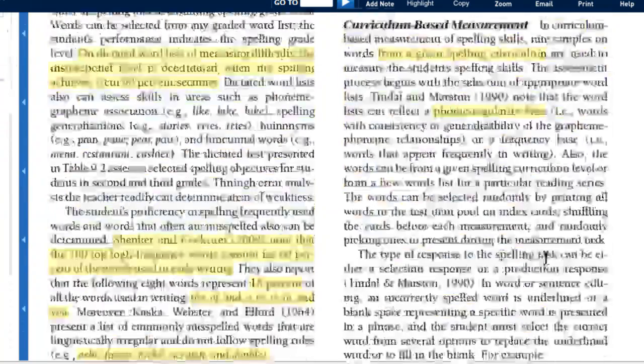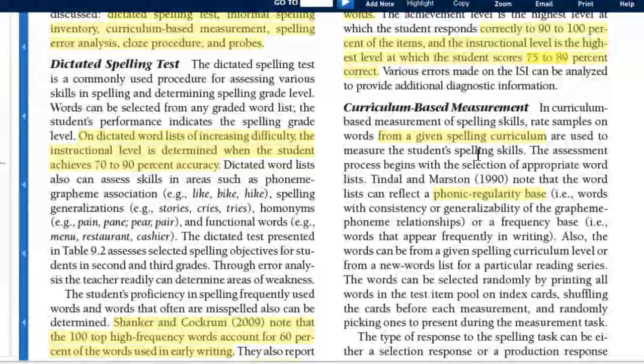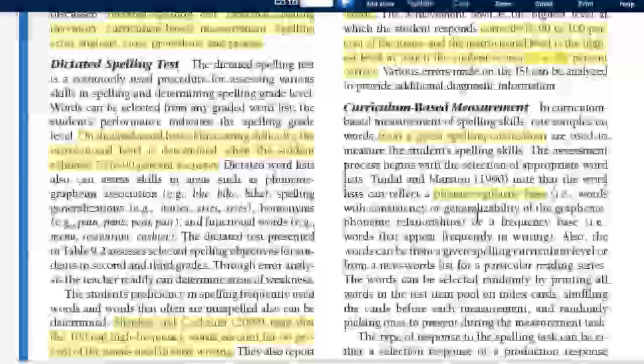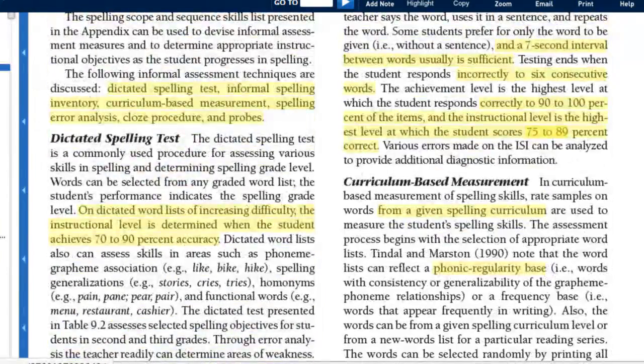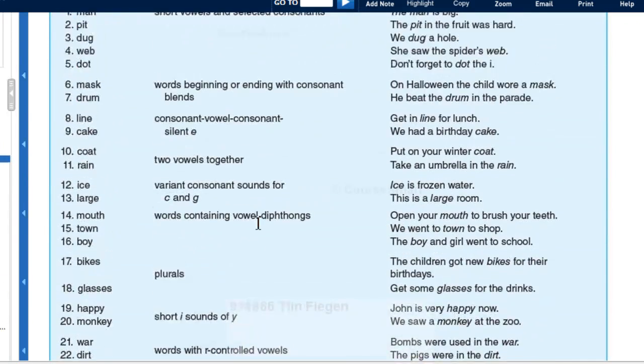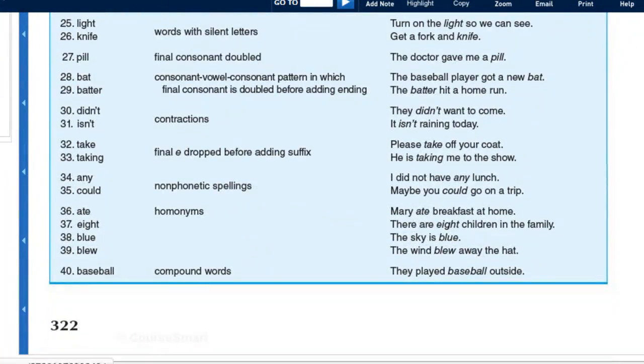Okay, so that's what an informal spelling inventory looks like. And then a curriculum-based measurement, you take that from a given spelling curriculum, whatever your school uses, and it can be regularly based things or whatever. And then this tells you how to evaluate the curriculum-based approach. I didn't give you this dictating spelling list. That's here for you.